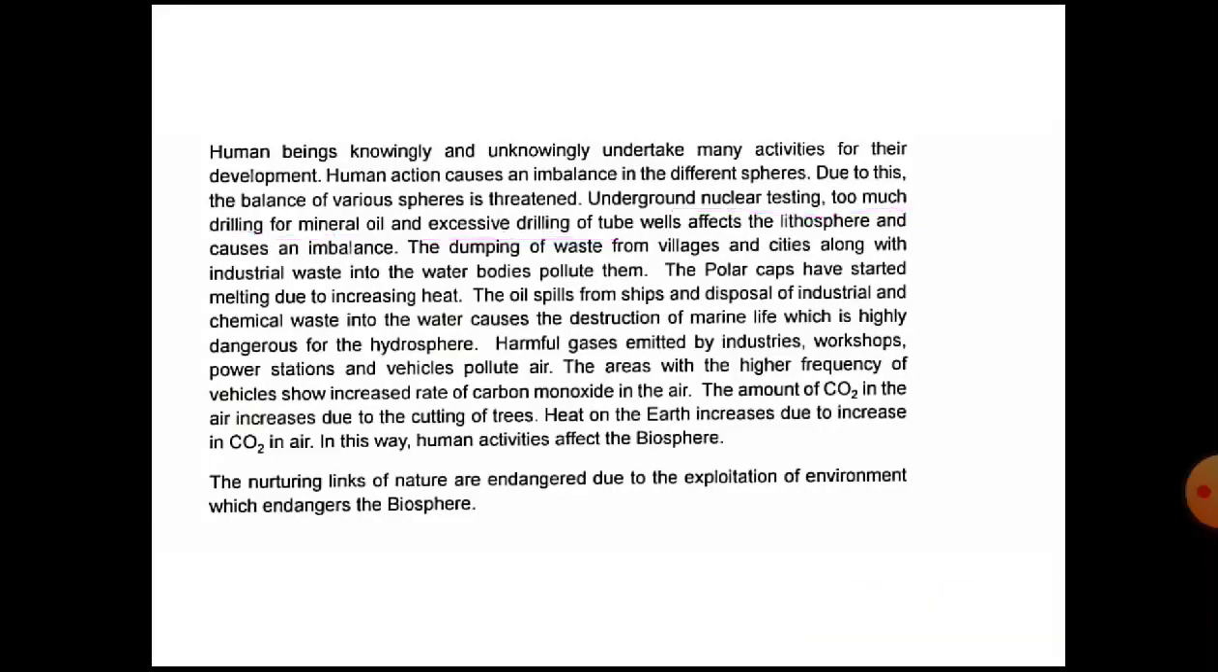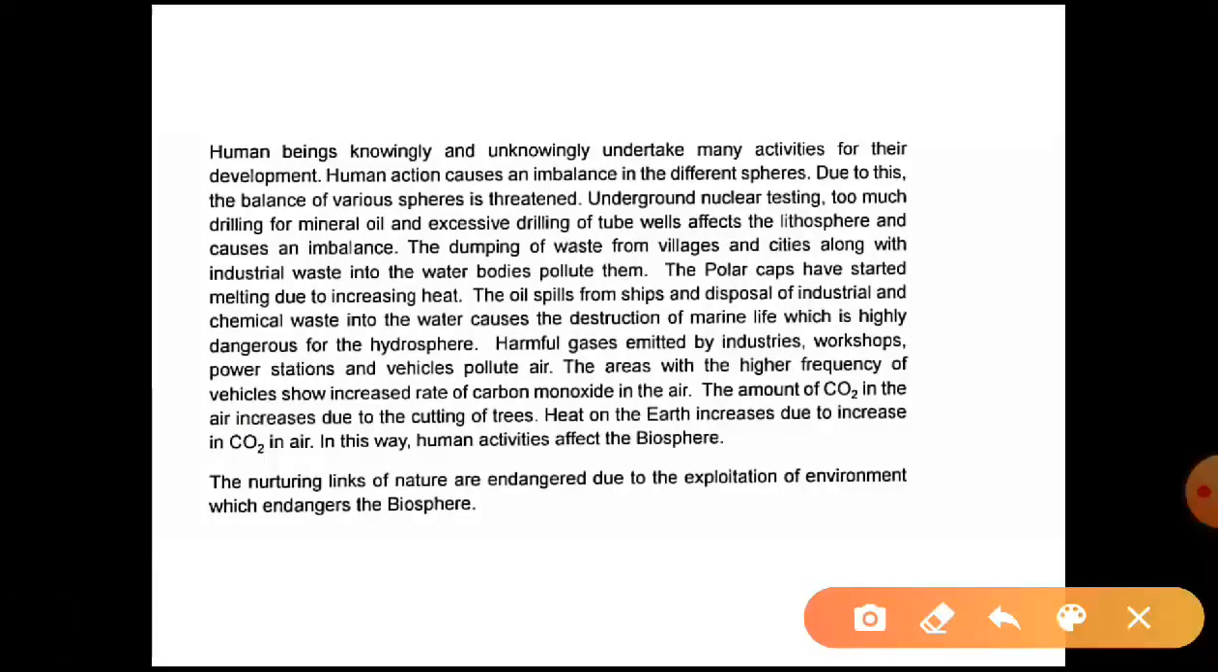The dumping of waste from villages and cities along with industrial waste into the water bodies pollutes them. Which means this is harmful for the water bodies. What is harmful for the water bodies? Dumping of waste from villages and cities. Whatever huge waste is gathered by the people is dumped outside the city, in the river, which will pollute the water.